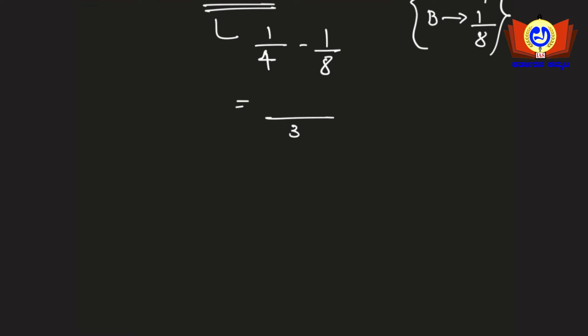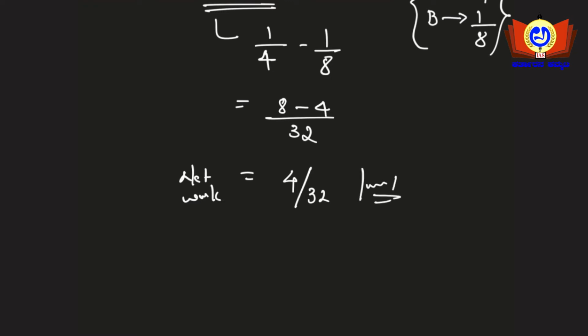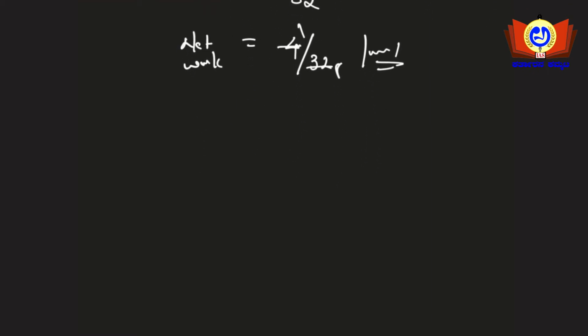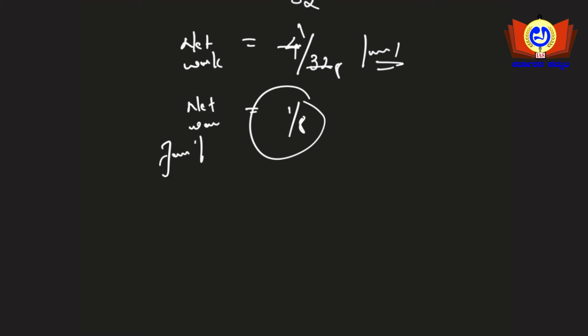So upon taking the LCM, that will be 32. 8 minus 4, 4 upon 32 is the net work done in 1 hour. So 4 1 times, 4 8 times. That will be 1 by 8. What is the net work for 1 hour?